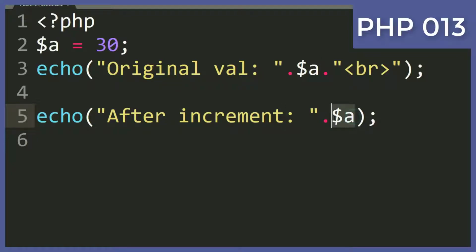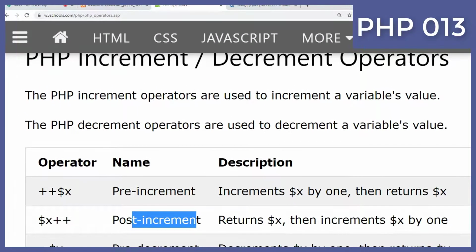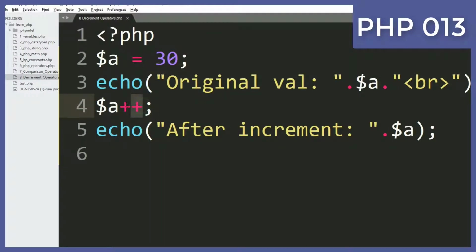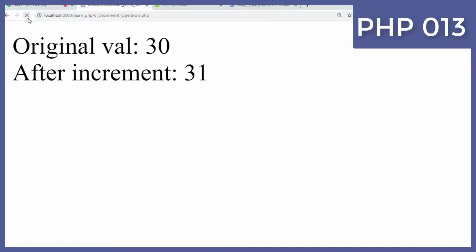What I'm going to do here is increase it. To increase it, we just put plus plus. When you put plus plus, this value will be increased. If I come and refresh here, you see original value is 30 and after increment is 31. So plus plus just adds 1 to the current value. That's the meaning of increment. If I put here post-increment, it will also do exactly the same.